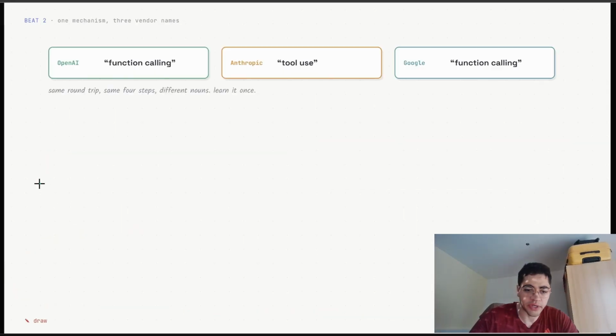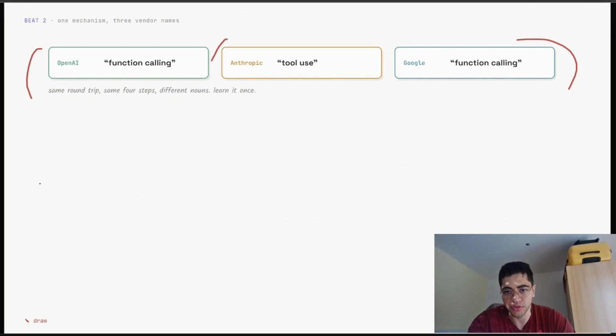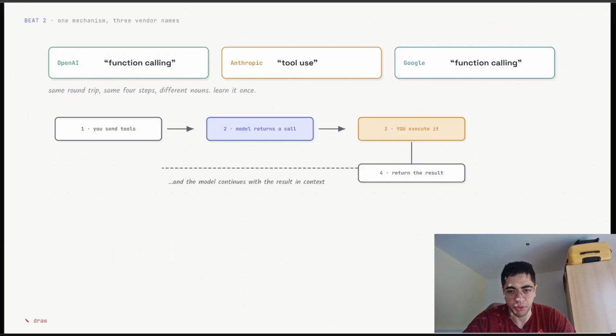First of all, we're going to kill the vocabulary confusion, because OpenAI, Anthropic, and Google have different names for the same thing. OpenAI calls it function calling in their documents, Anthropic calls it tool use, and Google calls it the same way OpenAI does. It's all function calling basically, even if you see tool use from Anthropic, because I think Anthropic releases the most developer guides and data about this stuff.